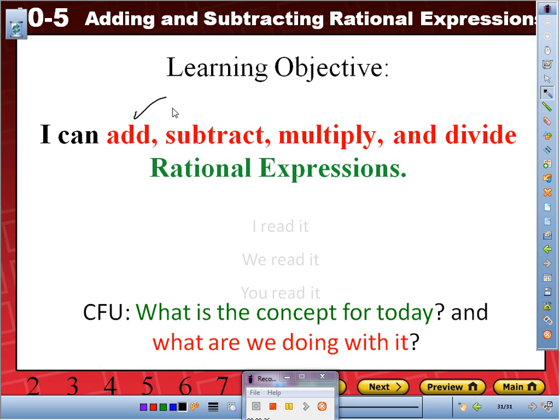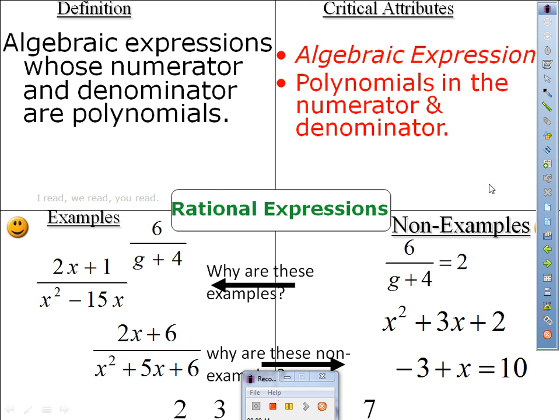I can add and subtract rational expressions. Let's read it together. 1, 2, 3. I can add and subtract rational expressions. So like I said, we already did multiplication and division. We're starting with addition and subtraction. Okay? We already know what rational expressions are. I give you guys examples, non-examples. But we need steps. Okay? Write these down, please.